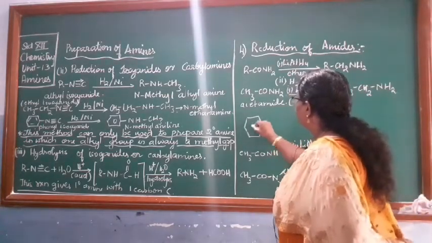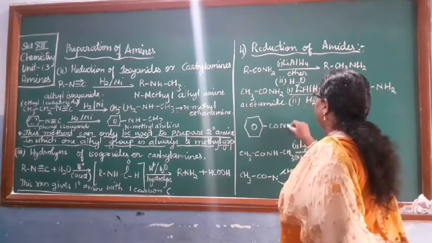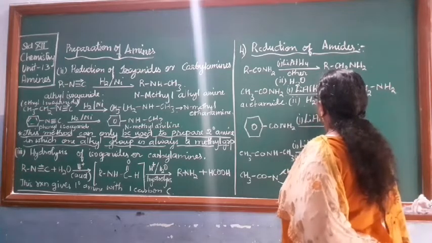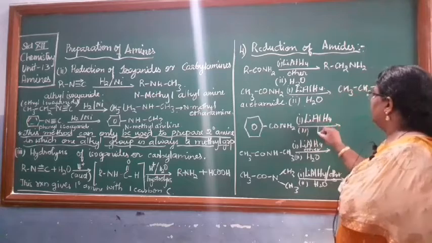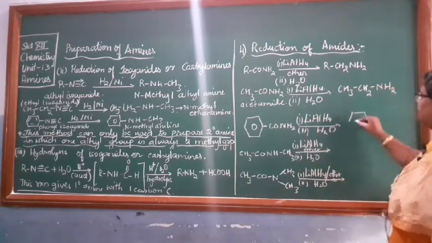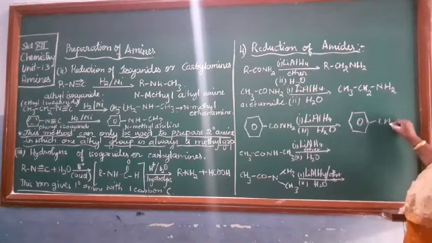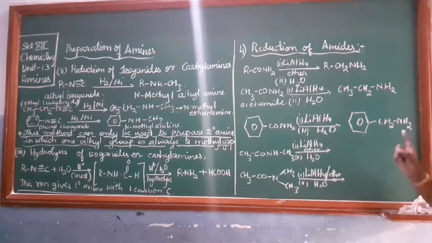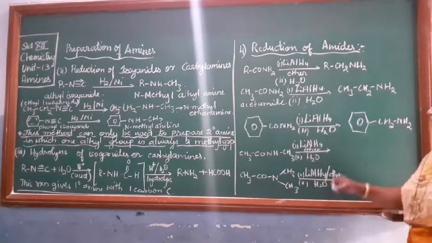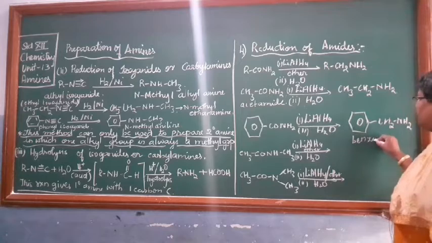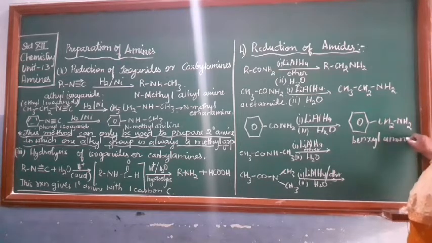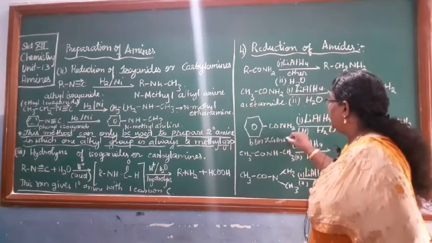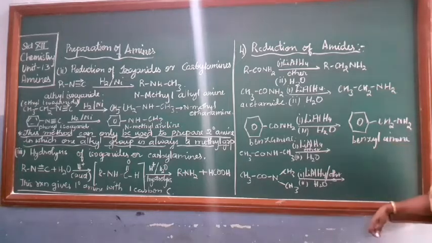Benzamide is what? Benzene ring, CO, NH2. ठीक है? LiAlH4 and water. It gives you what? Benzene ring, CH2NH2. This is which amine? This is benzyl amine. Okay? So you get here benzyl amine. You started with benzamide. तो यहाँ पे you can see that all of them it is primary amine.